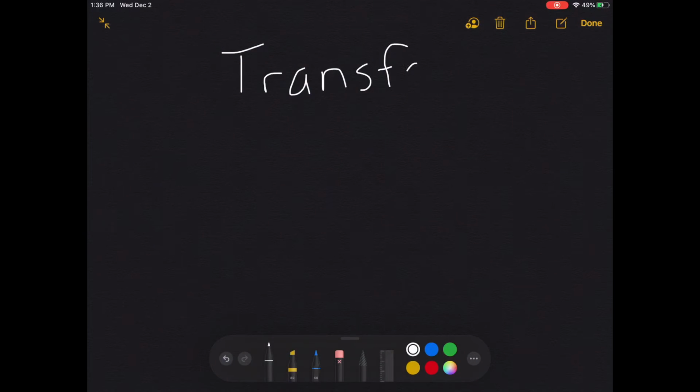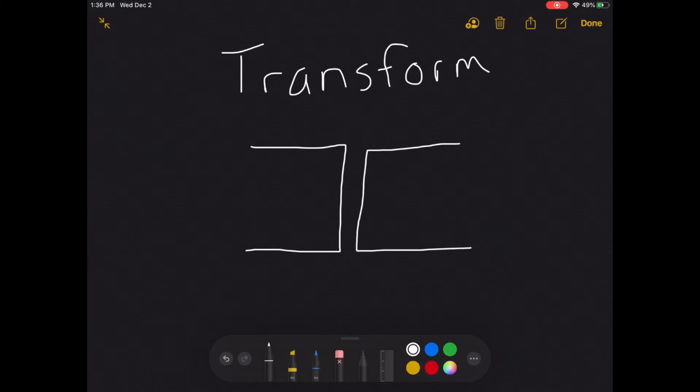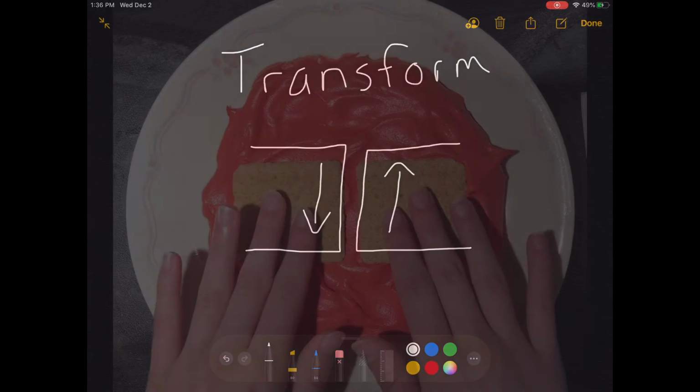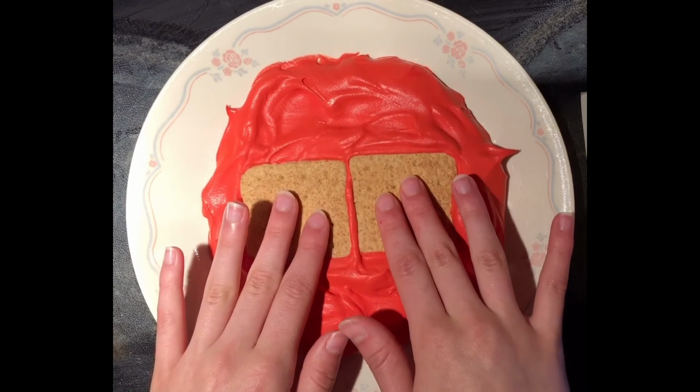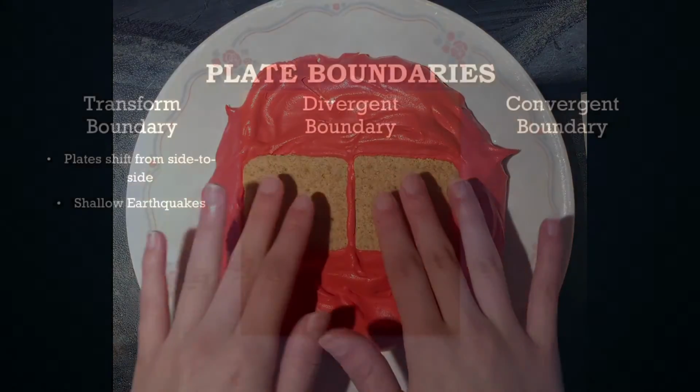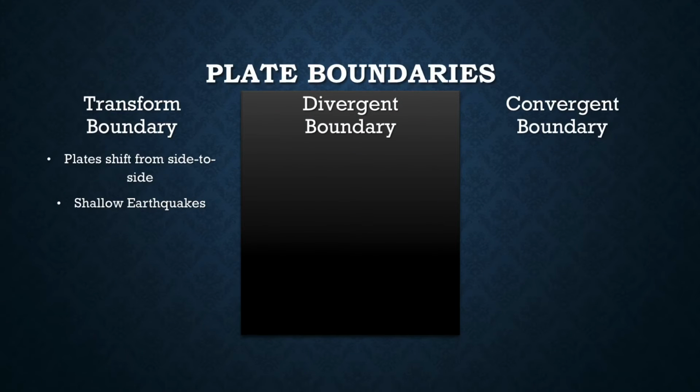The first type of boundary we will be learning about is called a transform boundary. In this type of boundary, there are two plates. These two plates interact with one another by rubbing against each other from side to side, just like this. Transform boundaries are known to cause shallow earthquakes.